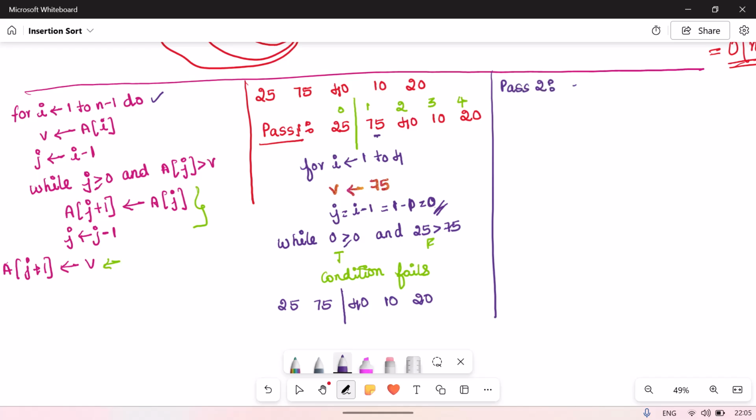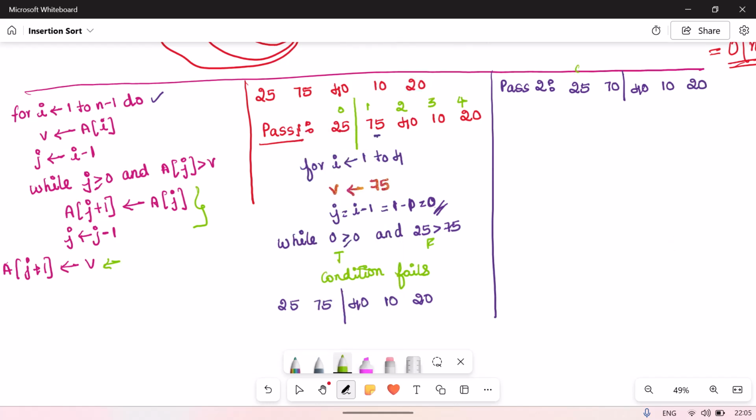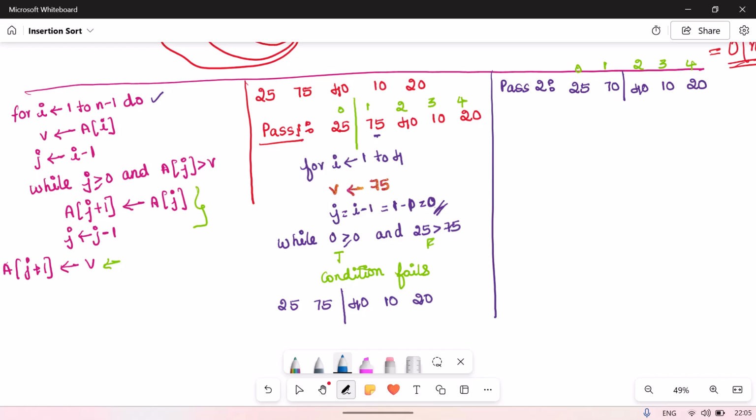Okay, let me write the elements again. 25, 75, sorted list. 40, 10 and 20, unsorted list. And this is the order 0, 1, 2, 3 and 4. Okay, now we will be taking 40. For that you have to find the array range. So for I equal to, now 1 is already in the sorted part, so 2 to 4.